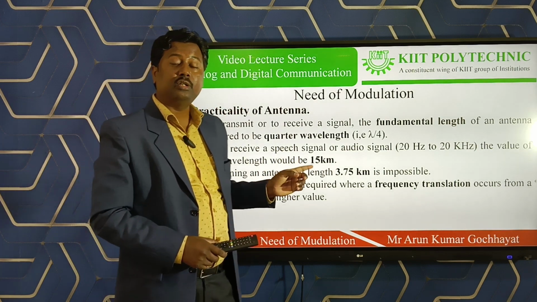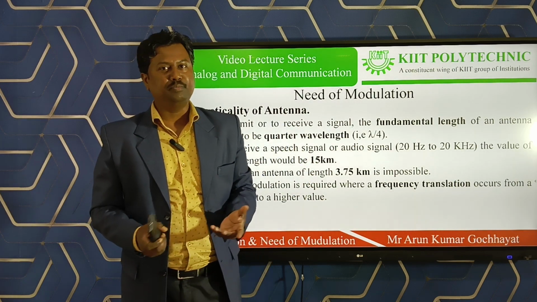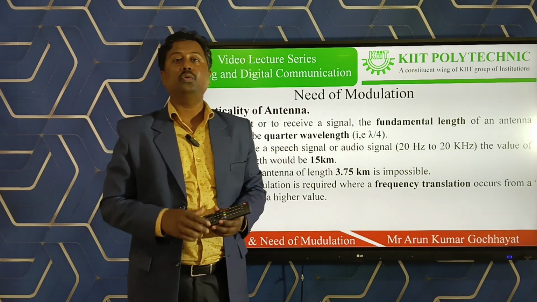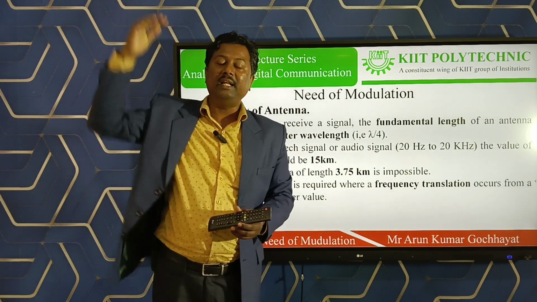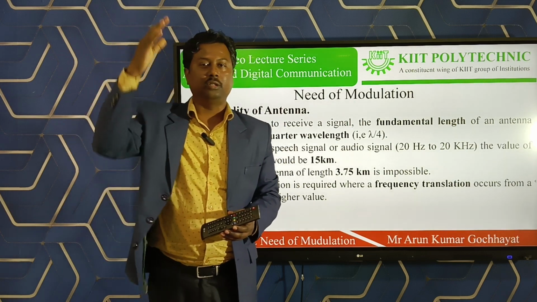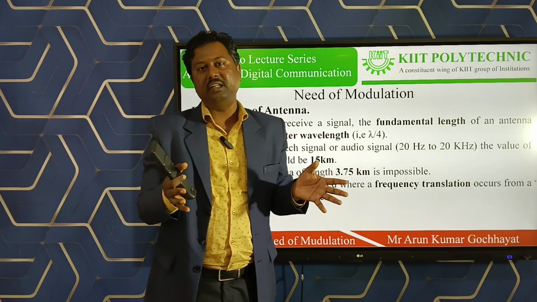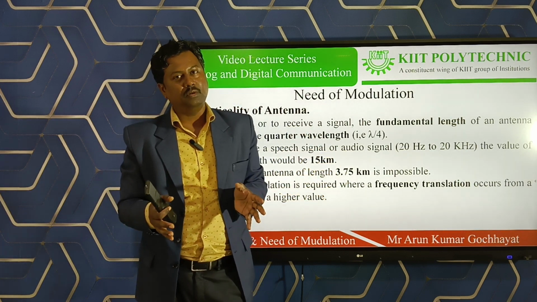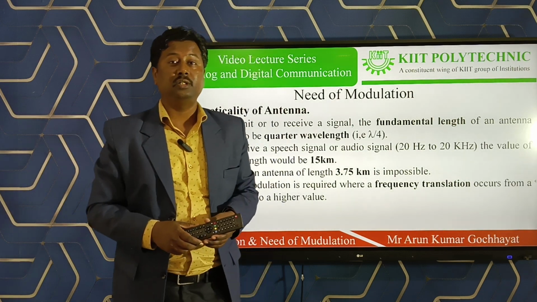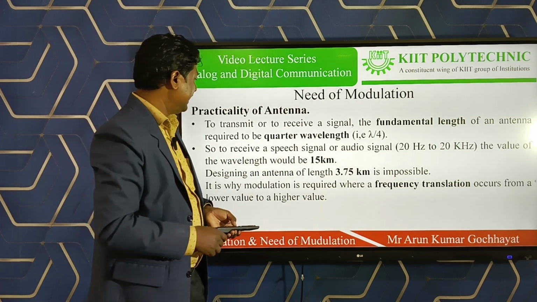That means the length of the antenna becomes 3.75 kilometer, which is practically impossible to design, and also practically impossible to install at a very top point. Usually antennas are installed at the top of buildings or towers. So the designing of this kind of antenna is next to impossible, and to install it at the highest position is also very difficult, or next to impossible.